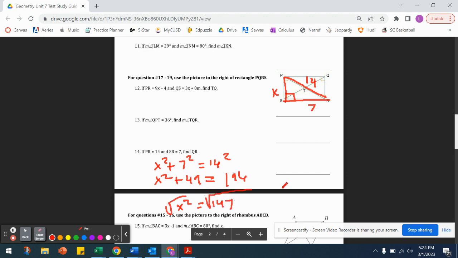If I take the square root of that, we're going to get a decimal. That's not fun. It's 12.1, right? And so if this side is 12.1, then this other side has to be the same, because for a rectangle, opposite sides are always congruent. So this other side also has to be 12.1.